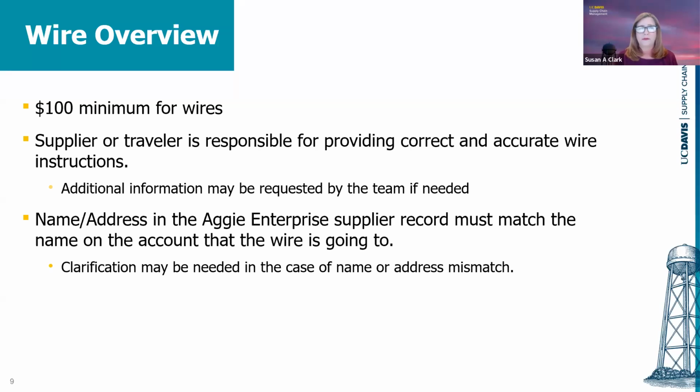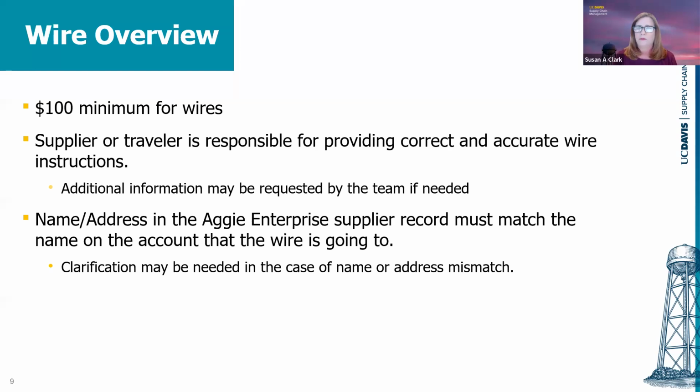Suppliers and travelers are responsible for providing the correct and accurate banking wire instructions. That information comes from them, and it has to be correct in order for the wire to get where it needs to be. Any missing information will cause the wire to either not be able to be sent from the get-go, or it will be rejected by our bank. So it's really important that we get the correct banking information.